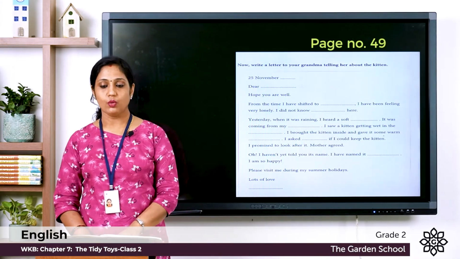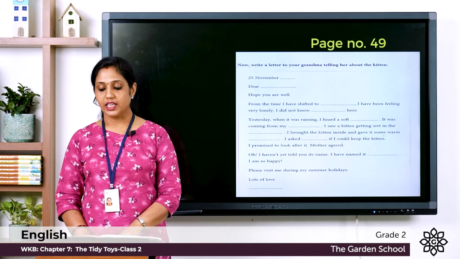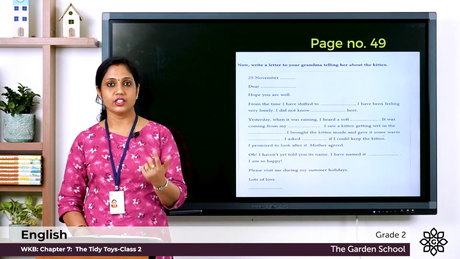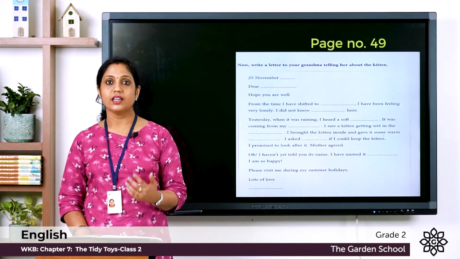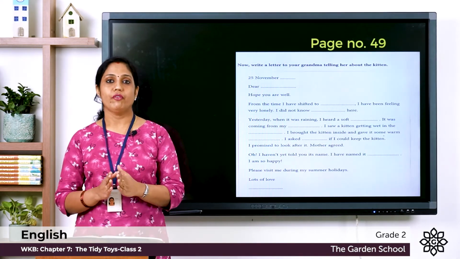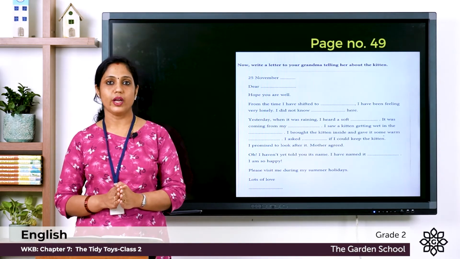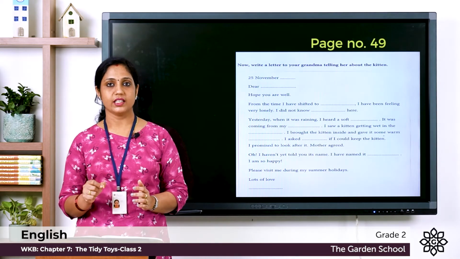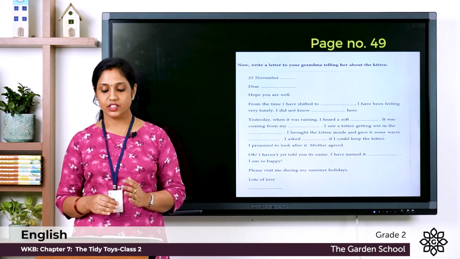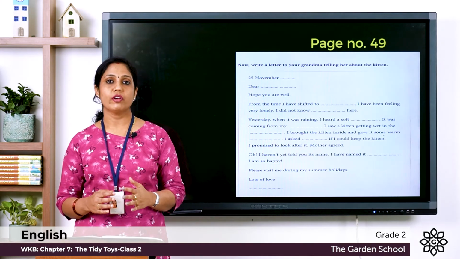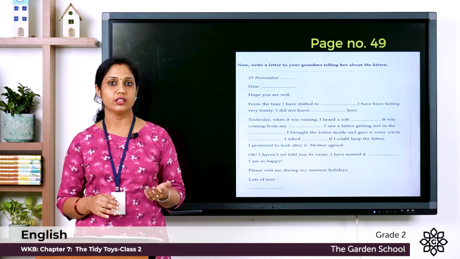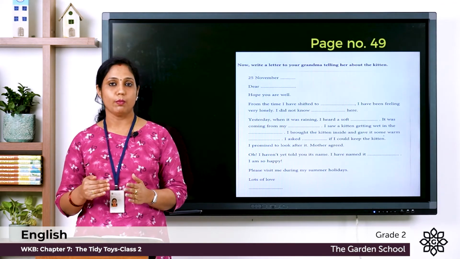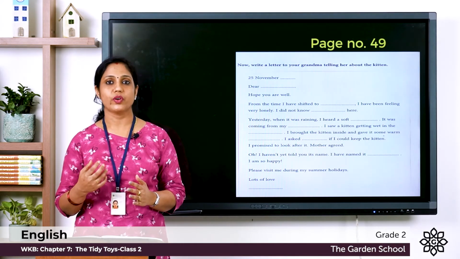Next we have, now write a letter to your grandma telling her about the kitten. So you have to imagine that you are Imran and you have to write a letter to your grandmother telling her about the kitten. So when writing a letter, we have to remember some points. First, we have to write the date. So which date you are going to write the letter, that date should be written. And next, the salutation, that is whoever you are going to address. Dear grandma, dear father, dear mother, dear friend. So that is salutation. The next part is the body, the subject, what you are going to write, the matter.